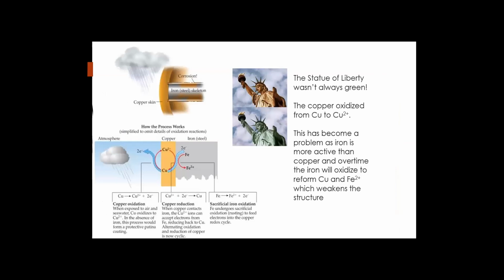And so a good example of this is the Statue of Liberty. Now, the Statue of Liberty wasn't always green. It actually is made out of copper, so it used to look just like a penny. But over time, that copper has turned into copper 2+, which is that green color.